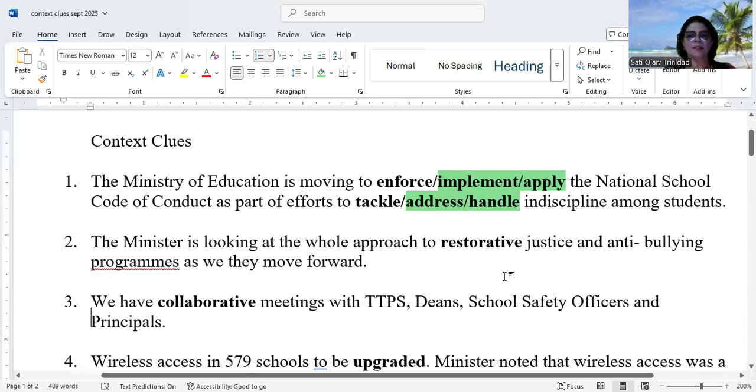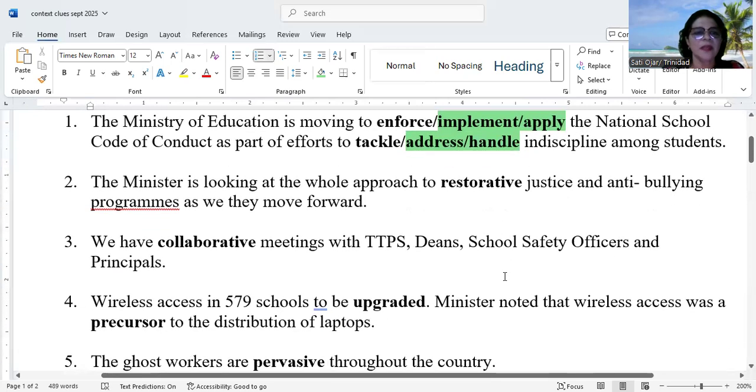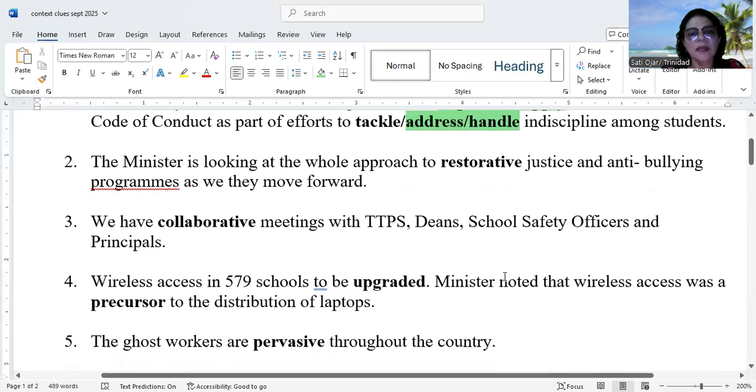Right? Now here comes a very challenging one. The minister is looking at the whole approach to restorative justice and anti-bullying programs as they move forward. What is justice?